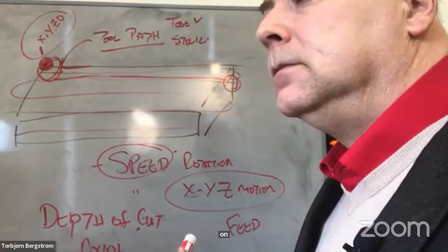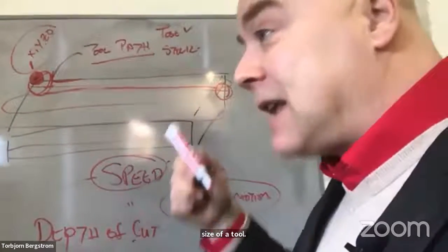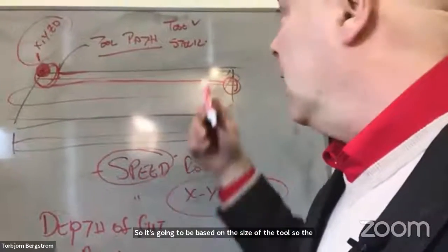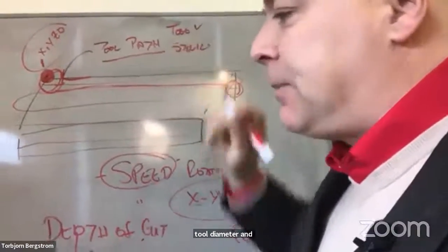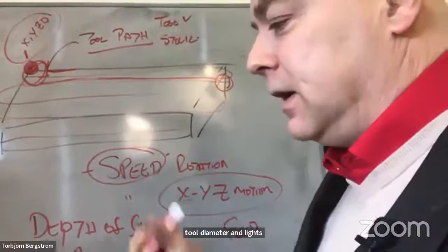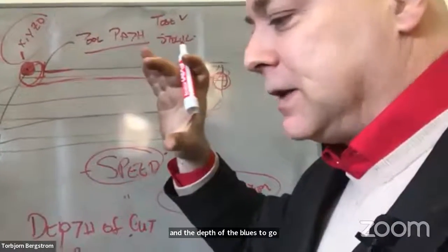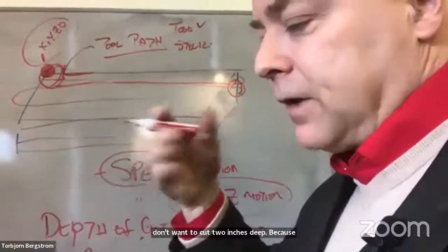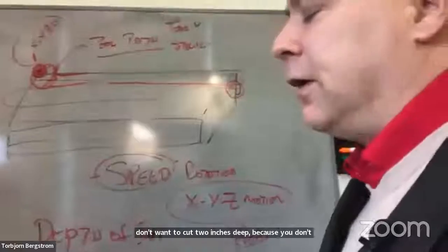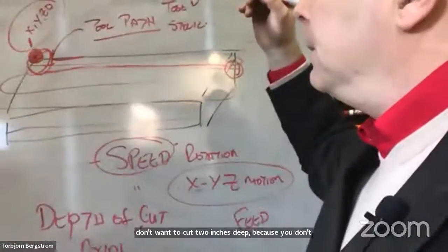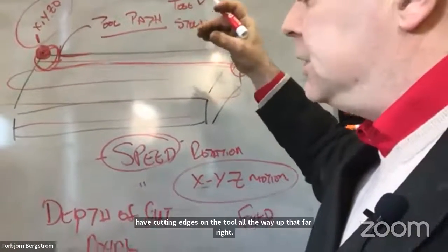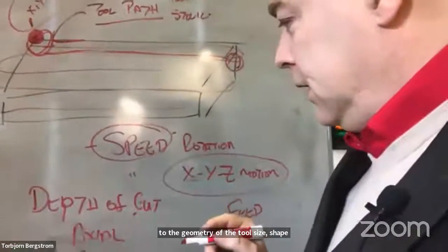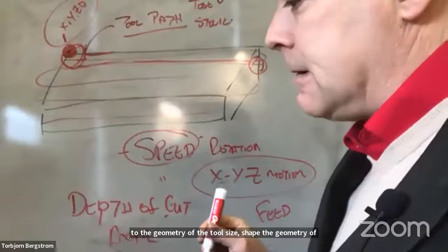Size of the tool. So it's going to be based on the size of the tool, so the tool diameter and length, and the depth that the flutes go to, right? So if the flutes only go down an inch, but the tool's 2 inches long, you don't want to cut 2 inches deep because you don't have cutting edges on the tool all the way up that far, right? So the geometry of the tool, size, shape, geometry of the tool, what else is it going to depend on?